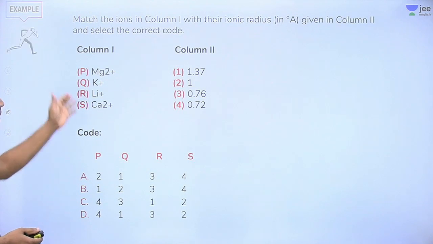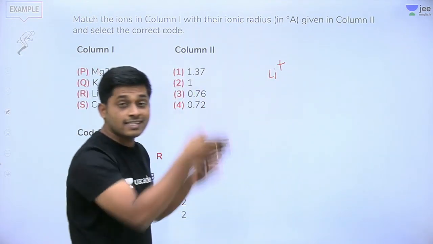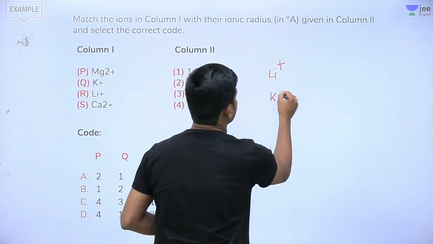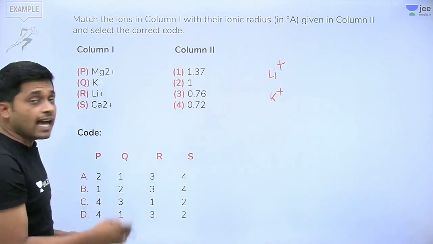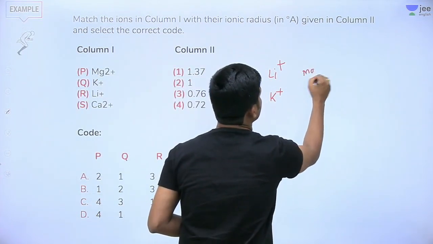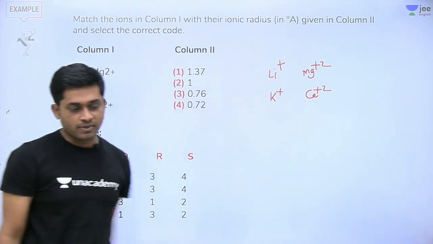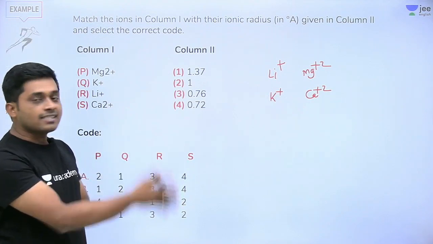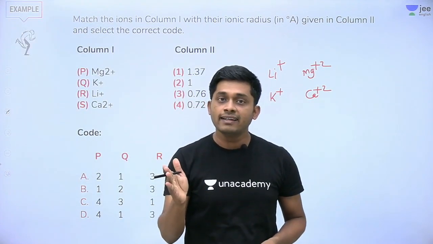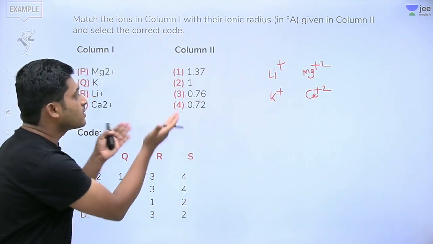Mg plus 2, K plus, Li plus. See the positions. In the same group, alkali metals, Li plus and K plus are given. From alkaline earth metals, calcium plus 2 and magnesium plus 2 are given. What about the sizes of these groups? Are alkali metals bigger or smaller? Alkali metals are bigger, alkaline earth metals are smaller. So simple.